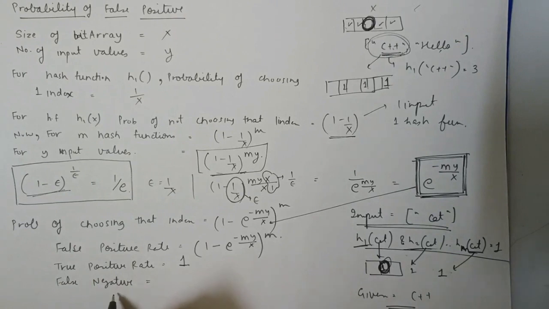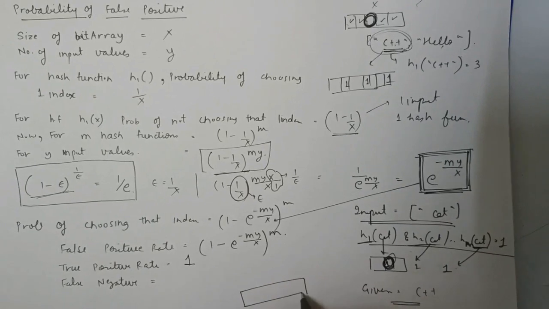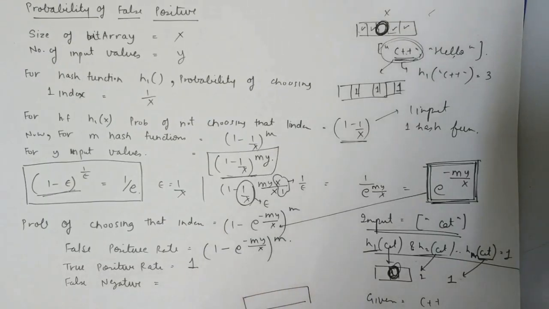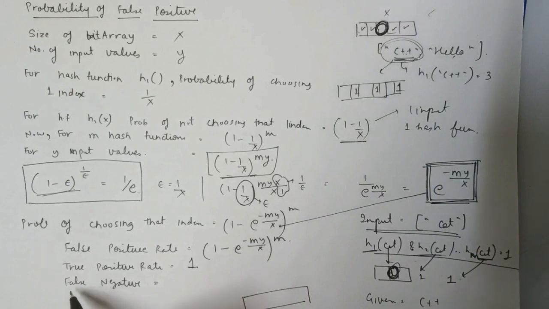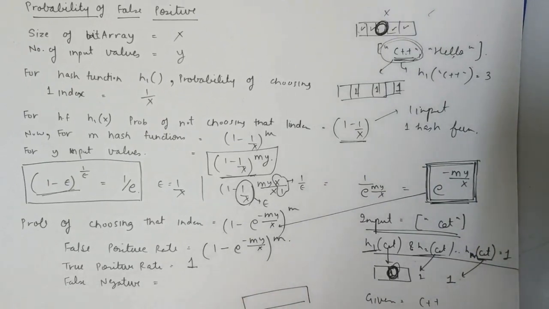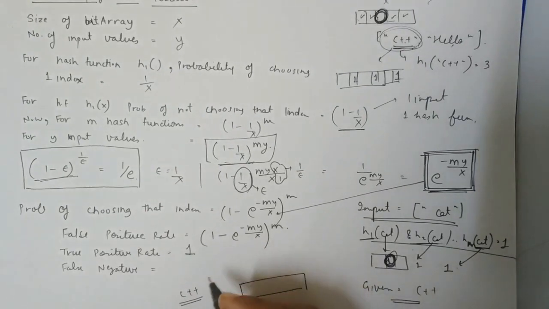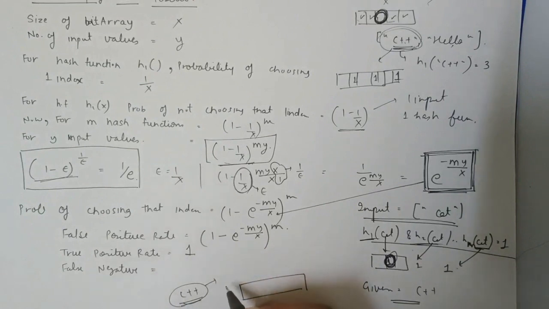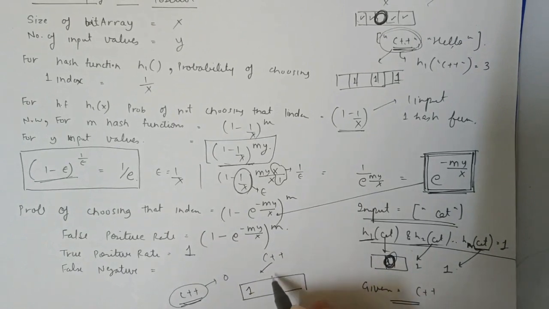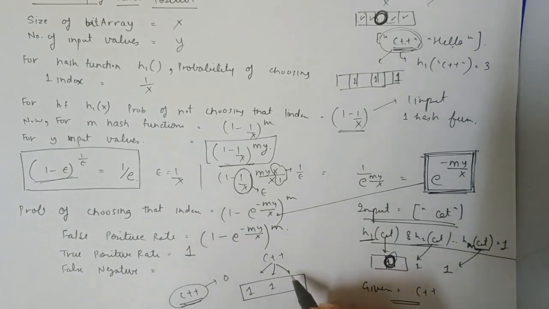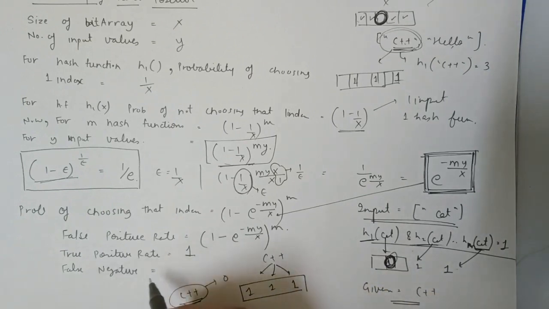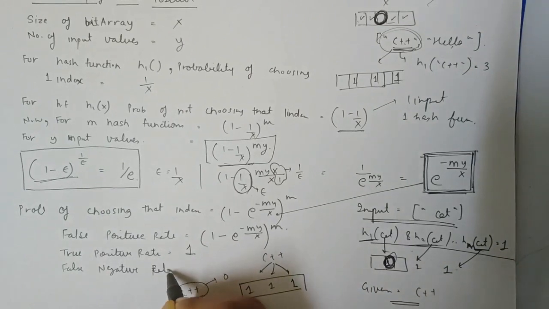Now what would be the false negative rate? False negative means that the value is considered as negative but actually it was positive, which means that for c++ we are taking the hash values and at least one of the hash values is 0. But this could not be the case because for c++ we are already marking the hash values as 1, 1 and 1. So if we check again, it would always be 1, 1, 1. It cannot be 0. So the false negative rate would be 0.